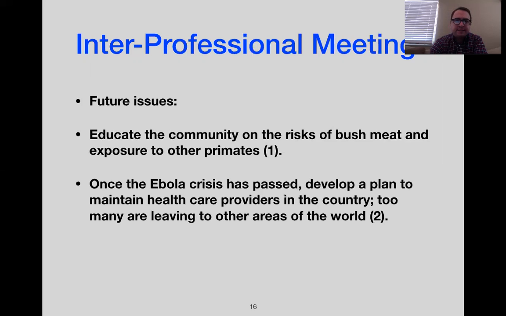Once the Ebola crisis has passed, develop a plan to maintain healthcare providers in the country. Too many are leaving to go to other areas of the world, and this is important not only for Ebola, but for primary care in general. There are not enough physicians in these countries, and that is a huge risk to the population, not only in an outbreak, but on a daily basis, not seeing enough healthcare providers in the community.